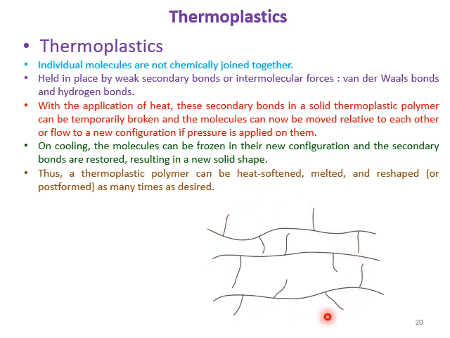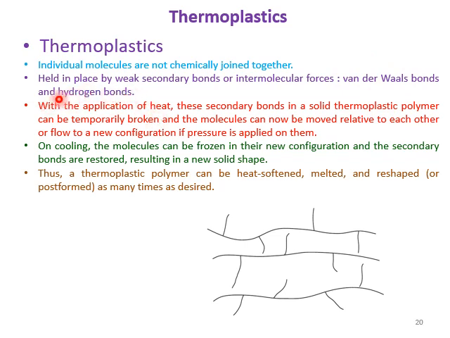Thereby the thermoplastics can be melted and reshaped. Are you getting it? This is one of the important advantages of thermoplastic matrix, that it can be melted and reshaped and thereby it is recyclable, right? So in thermoplastics, individual molecules are not chemically joined together. They do not form crosslinks as in the case of thermoset resins, right? They are held in place by weak secondary bonds or intermolecular forces, such as van der Waals bonds and hydrogen bonds.